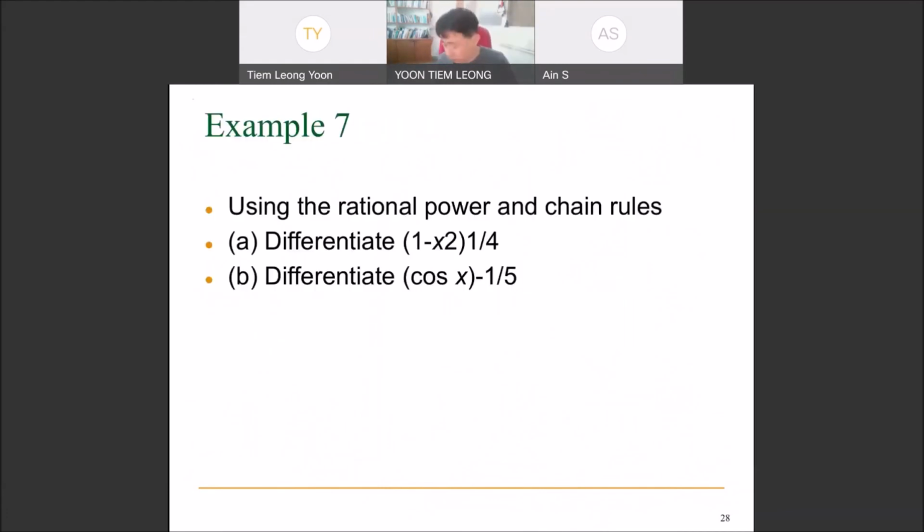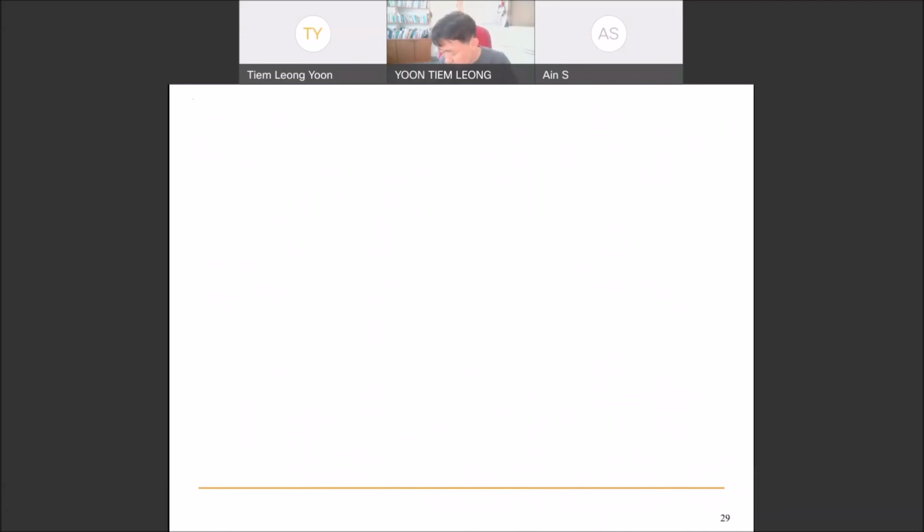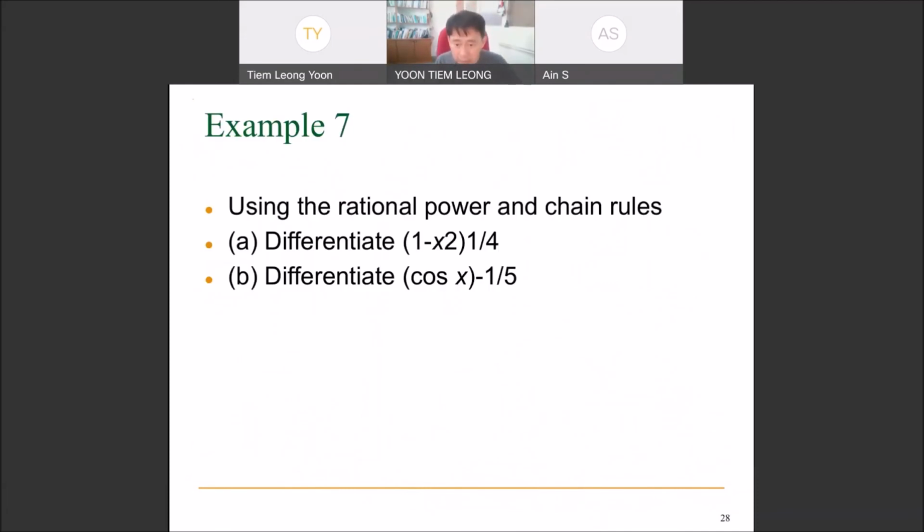Then we will learn the last example of performing differentiation of this. I think this is not shown quite clearly on the screen. The correct expression should be 1 minus x squared, raised to the power of 1 over 4. And the second is cos x raised to the power of minus 1 over 5. So this is cos x to the power of minus 1 over 5.